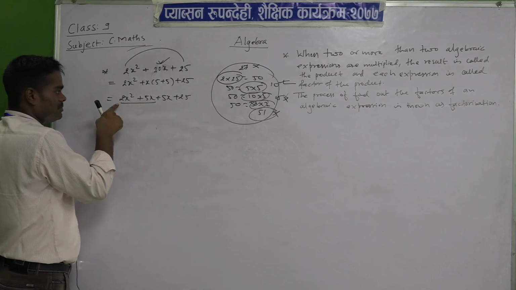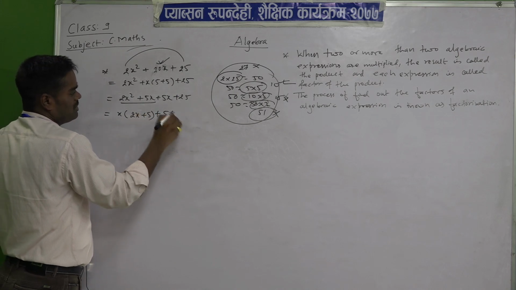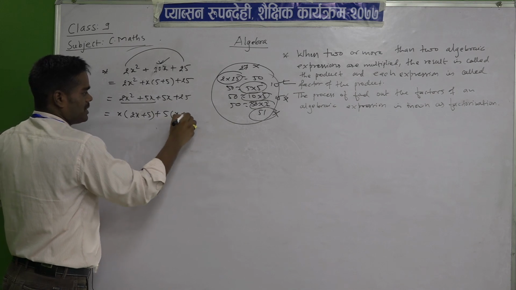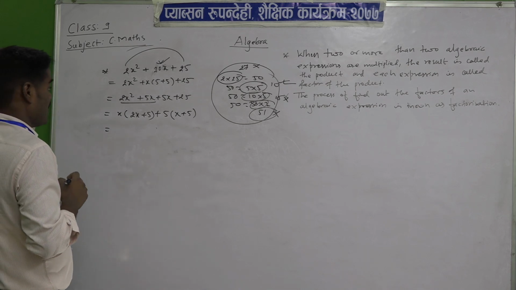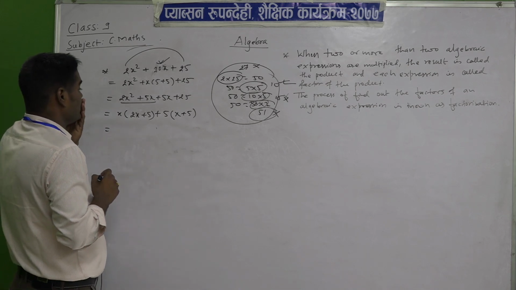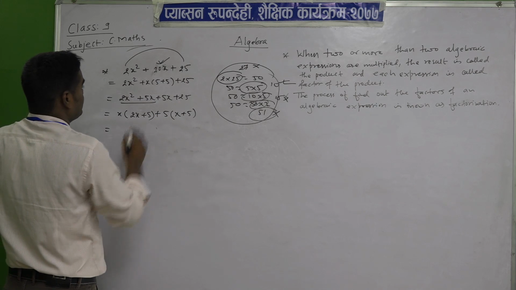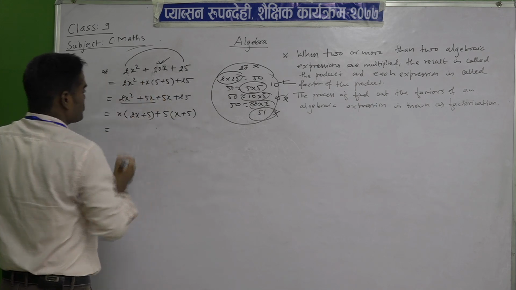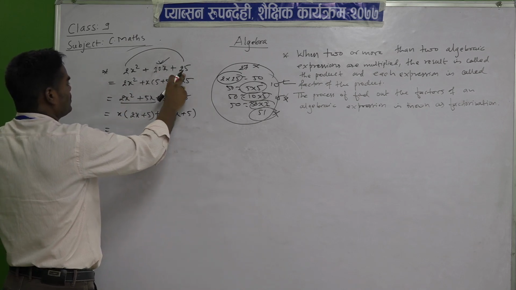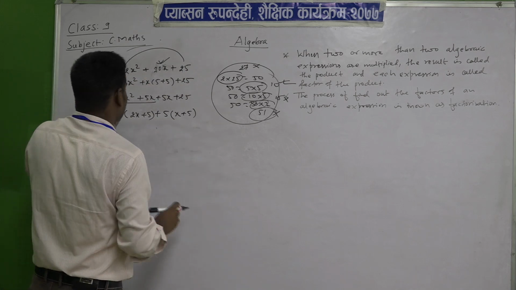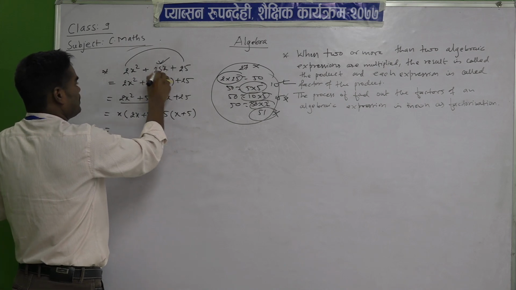What is common here? X. So, 2x plus 5, how much common? 5. So, x plus 5, 5 into 5 is 25. What is the mistake here? 2 into 5 is 10. Sorry there. How much do we need? 10. 25 and 2. Okay, mistake. 5 into 5 is 25, not 10. Here should be 15.